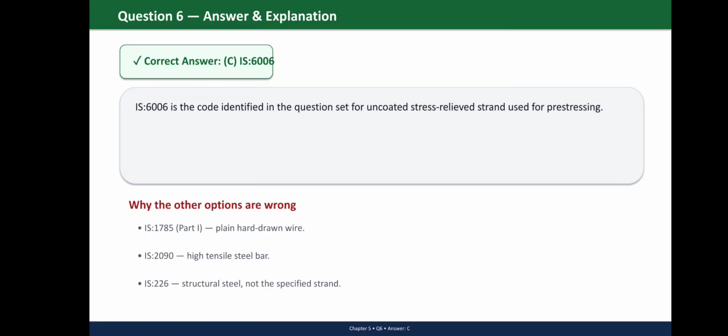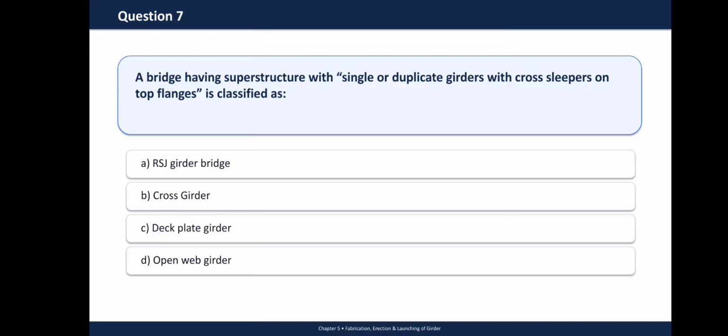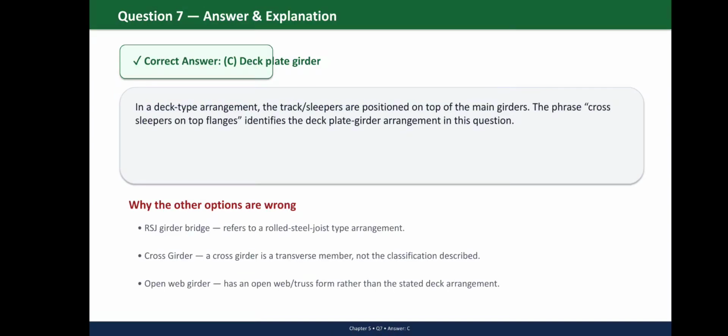Question 7. A bridge having superstructure with single or duplicate girders with cross sleepers on top flanges is classified as options: A. RSJ girder bridge, B. Cross girder, C. Deck plate girder, D. Open web girder. Correct answer is C. Deck plate girder. Explanation. Positioning track or sleepers directly on top flanges of main girders defines a deck plate girder arrangement.